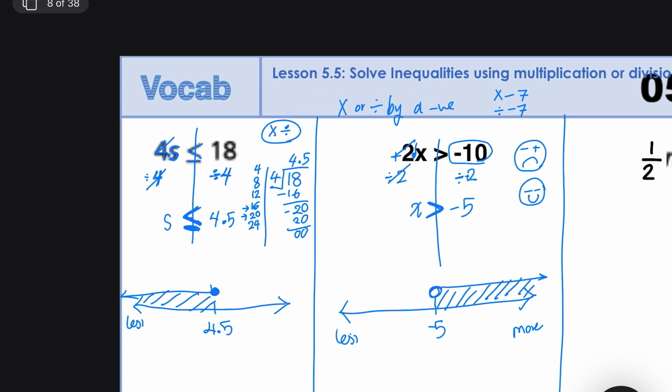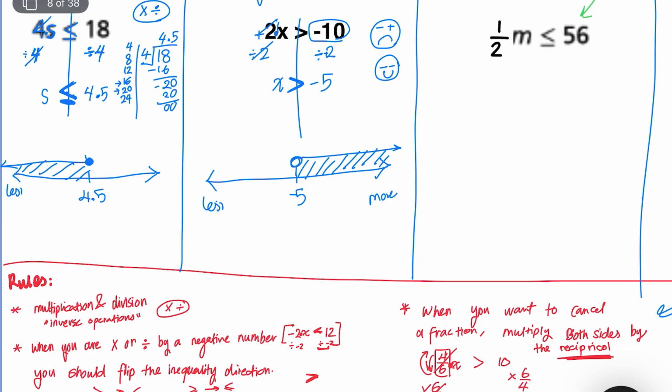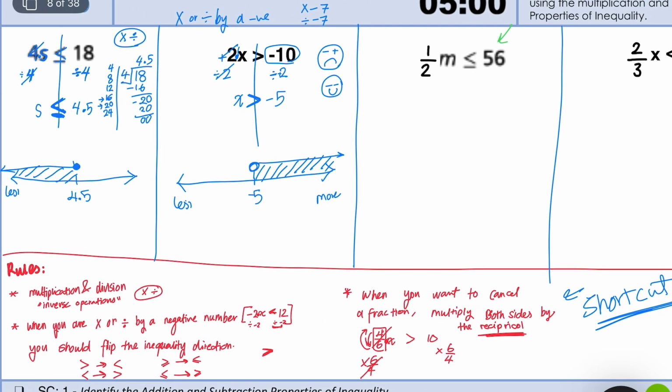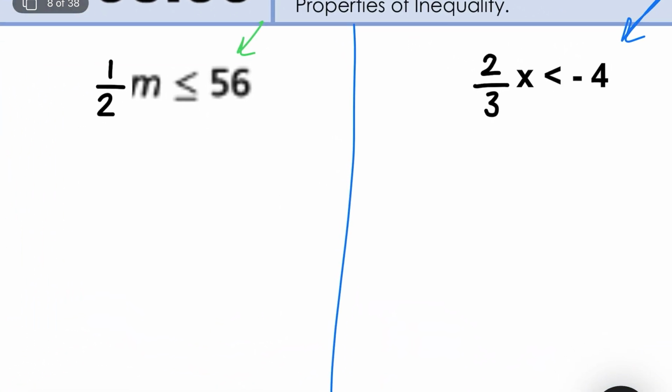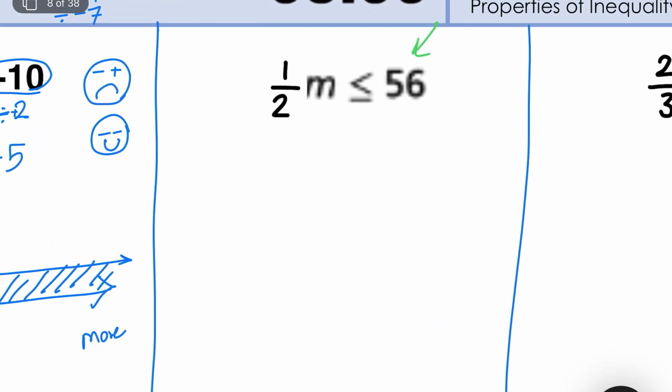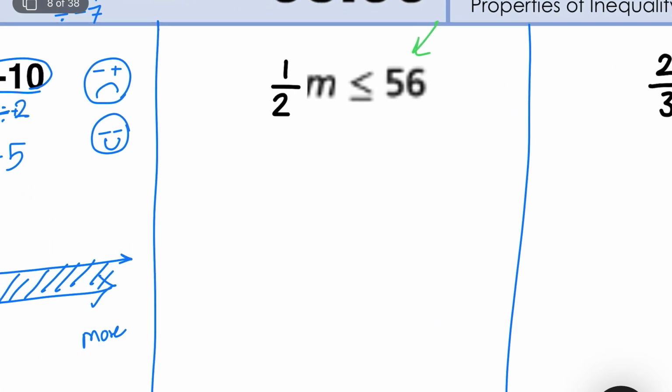Okay, until now it's easy, everything is clear. Okay, I'm following the steps, nothing weird. Let's see the fractions. Again, as I told you, one of them I will solve with a shortcut, one of them I will solve normally with the rule. Both ways it's going to be the same thing.